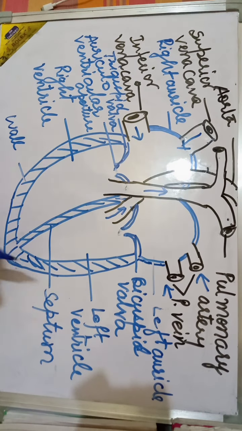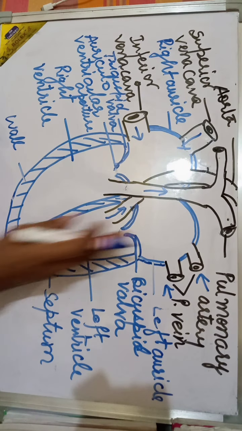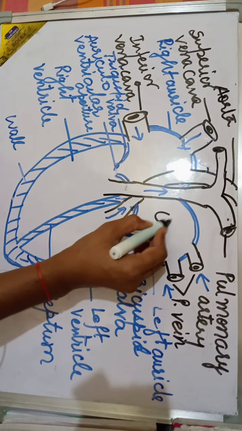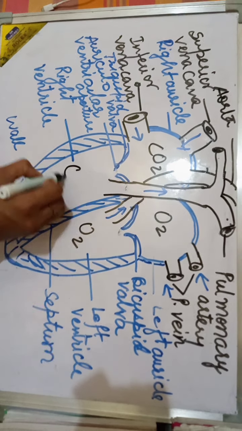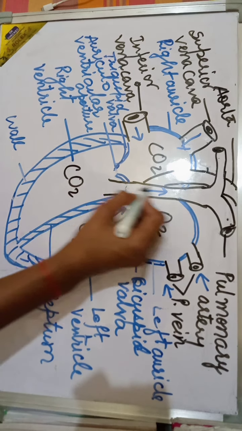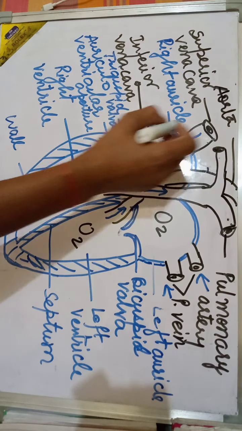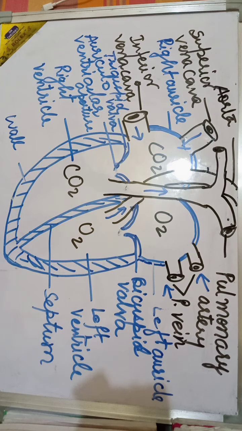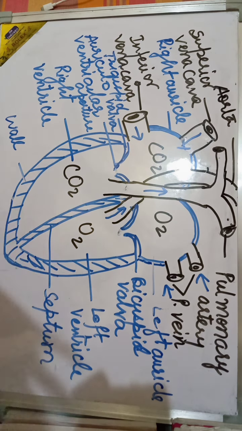Smaller chambers, larger chambers, thicker wall, thinner wall, and here on the whole left side of the heart only oxygenated blood is there, means oxygen rich, and right side is having carbon dioxide rich blood. So this is taking blood for purification, this is bringing pure blood, this is bringing impure blood, that is carbon dioxide rich blood, and here it is reaching. So this is how you can easily draw the structure of the heart.